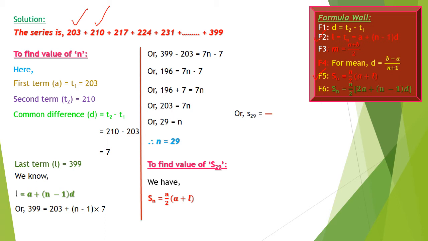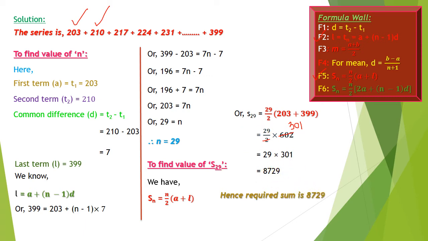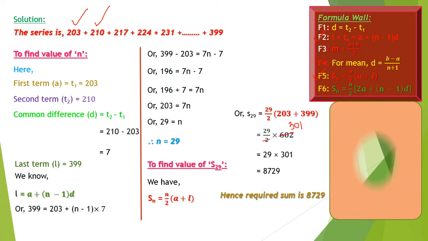S29 equals, now the value of n is 29. We have the value of a also. We have the value of l also. So we can easily find the sum of the first 29 terms. So 203 plus 399 is 602, half of it is 301. That 29 into 301 is 8729. Hence the required sum is 8729.